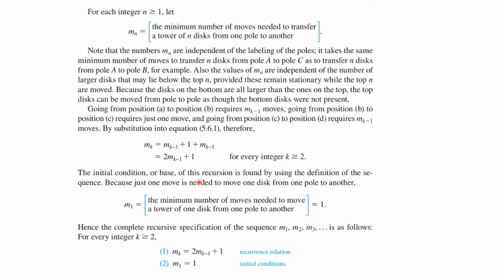Now the initial condition or base of this recursion is found using the definition of the sequence. You see, because just one move is needed to move one disc from one pole to the other, m_1, the minimum number of moves to move a tower of one disc from one pole to the other, is 1. So this is the recursion relationship, and that is the initial condition for the Tower of Hanoi.